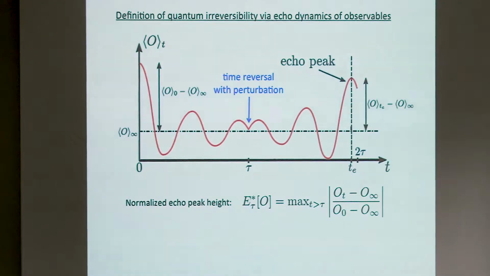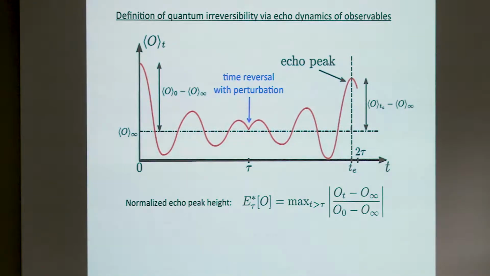So the definition of irreversibility that we've been using is very much modeled after what experimentalists actually do when they study forward-backward time evolution, let's say in spin echo experiments, and that is we look at echo dynamics. So we look at some observable, think of some magnetization that under time evolution decays very rapidly, and then at some waiting time tau, we do our time reversal with some small perturbation, and then this starts running backwards, and we will observe some echo peak that will typically be smaller than the initial value.